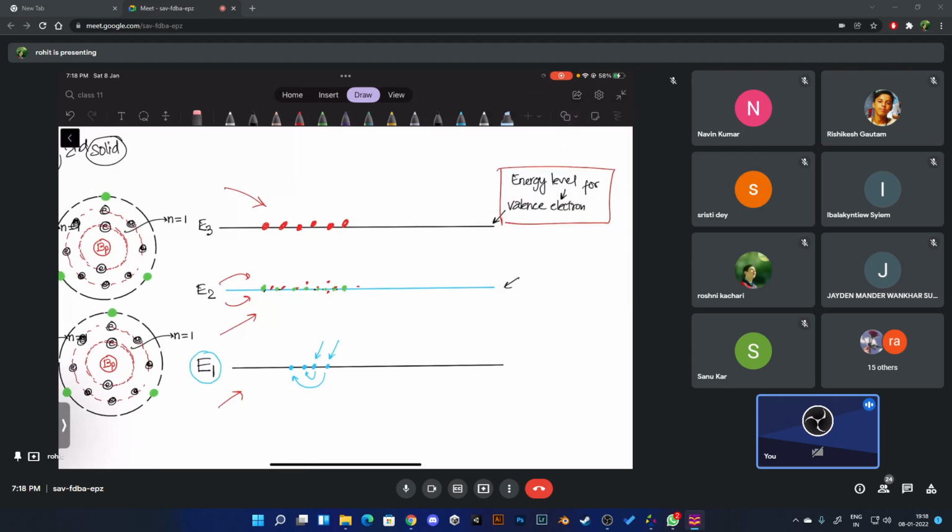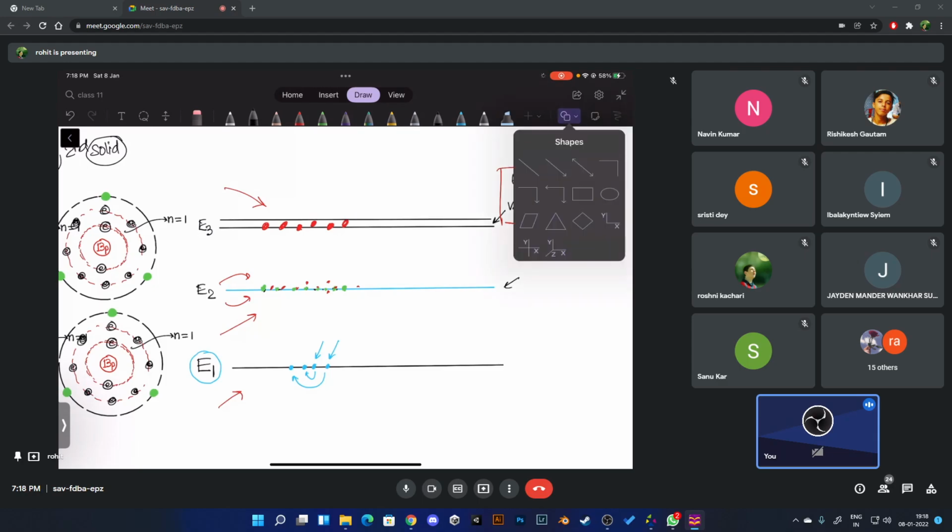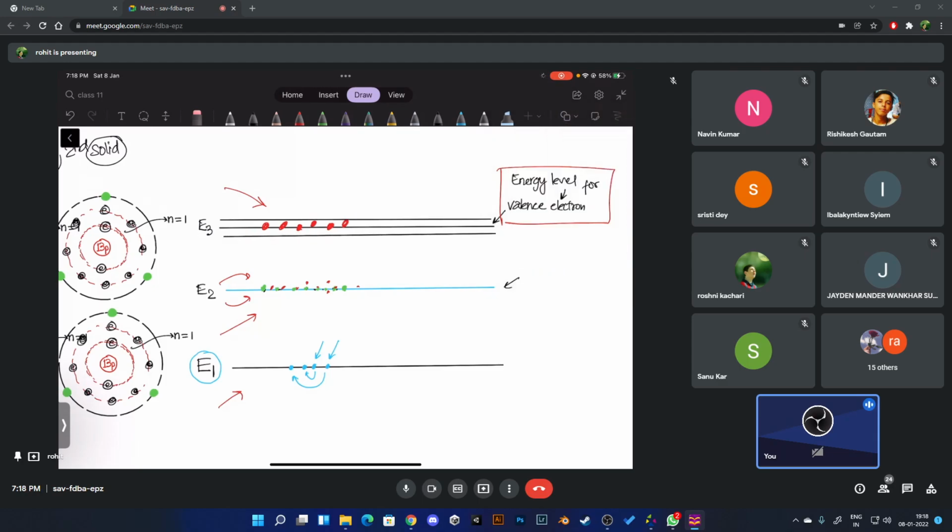See, just now I told you that this is the third level. I'm just drawing some lines here. I'll tell you why I'm doing that. In the third level, I'm just drawing some lines. I'll tell you the reason.